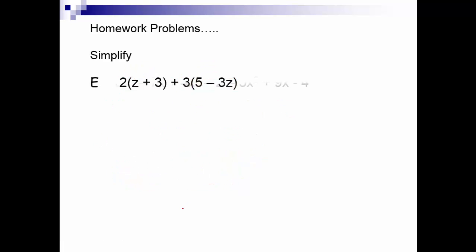And I think that's the last problem for homework. Oh, nope, there's one more. Let's simplify this one. This one we don't have to worry about distributive property. We're just combining like terms.